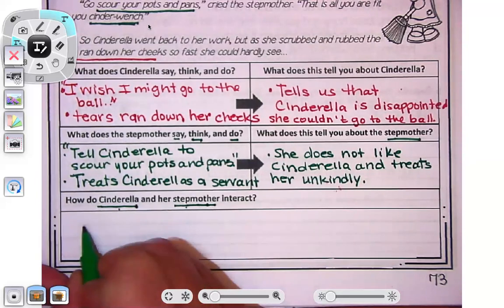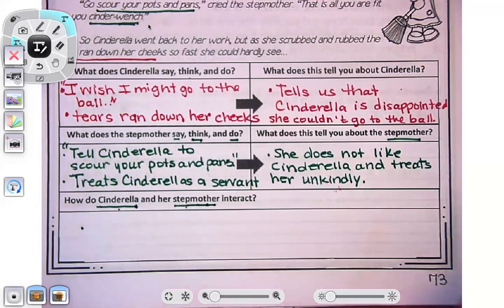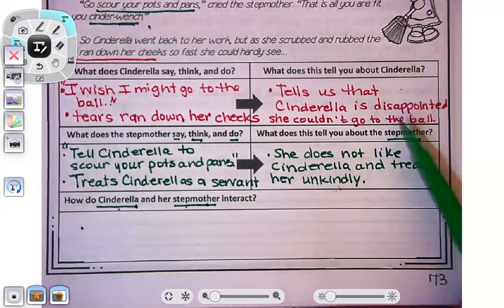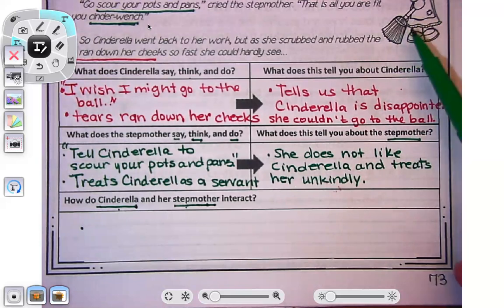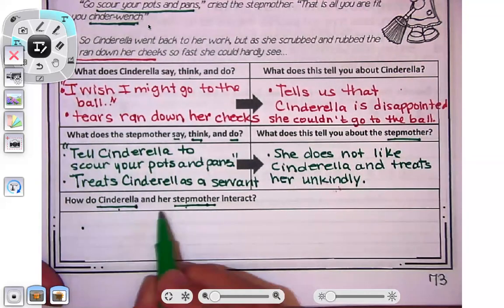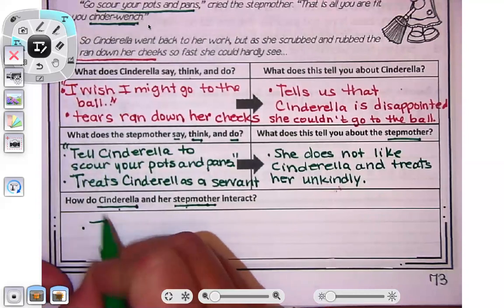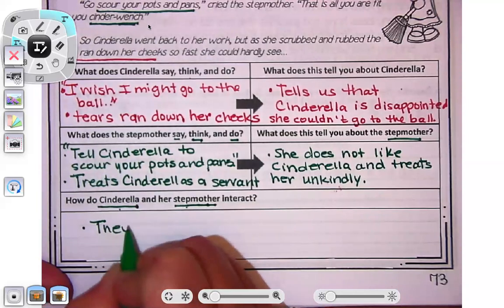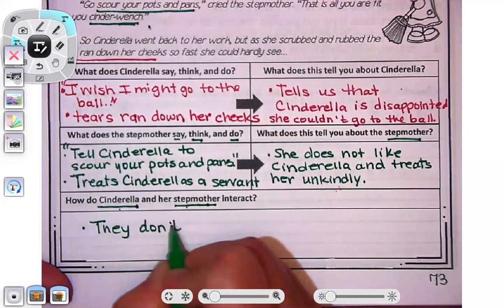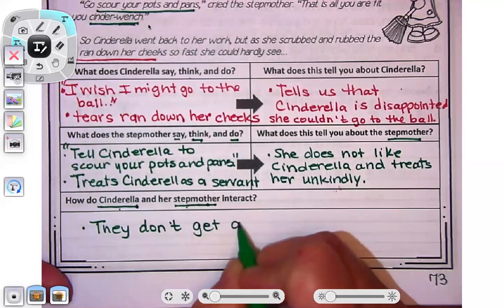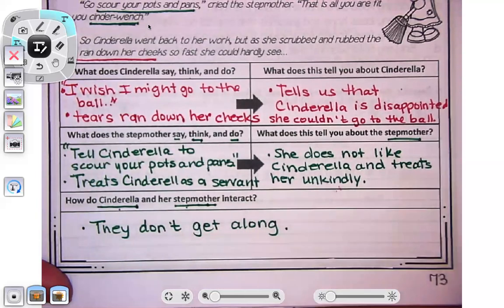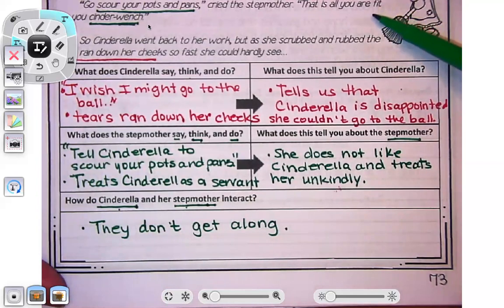You could come up with a lot of different things as long as you can support it from the text. Remember that. These answers could be just a hair different if you can support it through the text. So I'm going to say, how do they interact? Well, we already know they don't get along, just by Cinderella's stepmother telling her to go wash the pots and pans. She's not letting Cinderella be a child or a young woman. She's treating her as a servant.